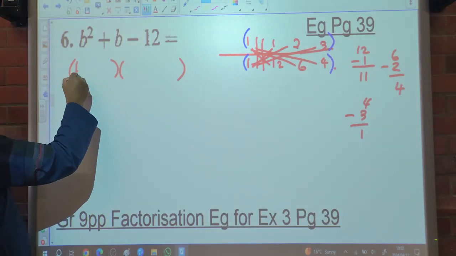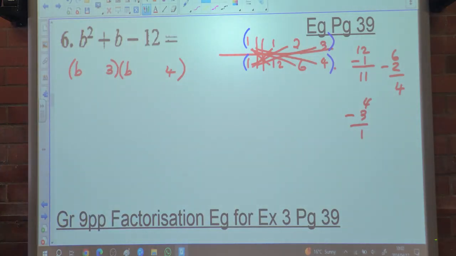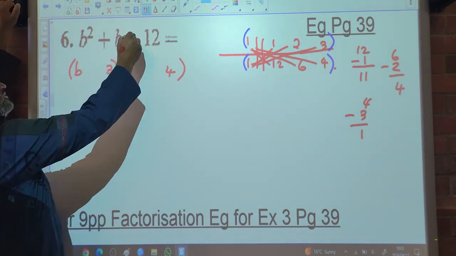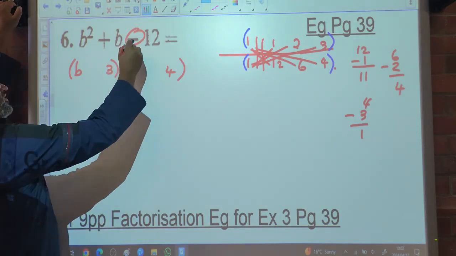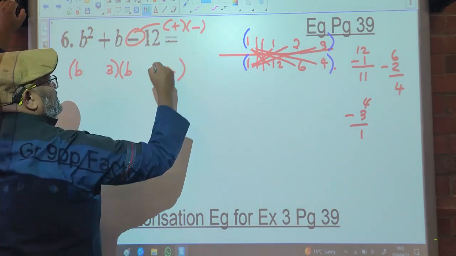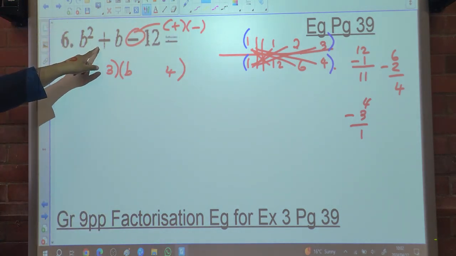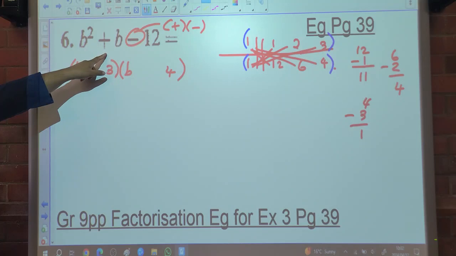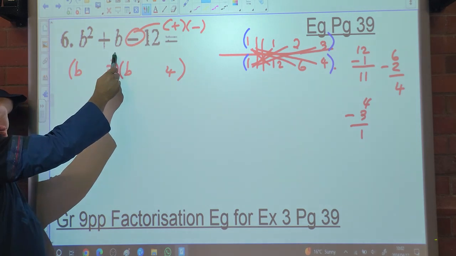So there is 1b, b, b and 3, b and 4. What about our signs in the bracket? Different sign, because that is negative. Okay, so one must be positive, one must be negative. But the bigger sign will take the sign of the middle term, which is? The sign of the middle term is positive. So the bigger product must be positive.